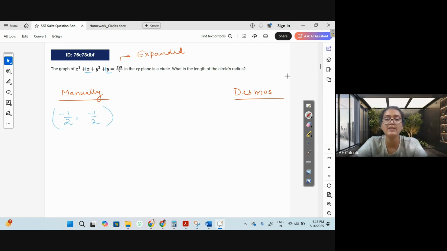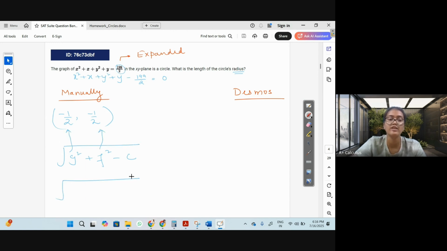Okay. And to find out the radius, you have to bring this constant on the left-hand side. So this is x squared plus x plus y squared plus y minus 199/2 equals 0. This is proper expanded form because there should be 0 on the right-hand side. And now the formula to find out the radius is given by the square root of g squared plus f squared minus c, where g is this, f is this.